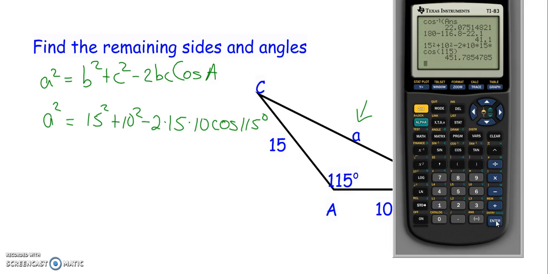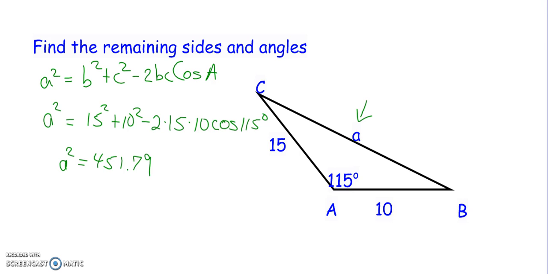Now, the side length is clearly not 451. The side length is done by taking the square root, because we have a squared is equal to 451.78, or 0.79 if you round correctly. What I will caution is when you take the square root, don't retype the number. Use the answer key. Get an exact or a more exact value. All right, we now know that angle A is equal to 21.3. I'm sorry, side A is equal to 21.3.